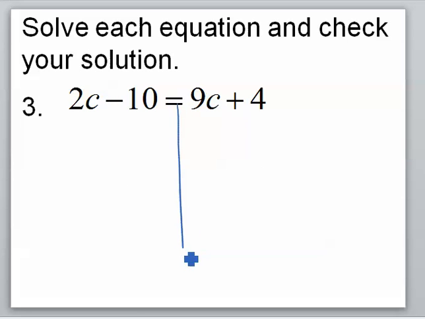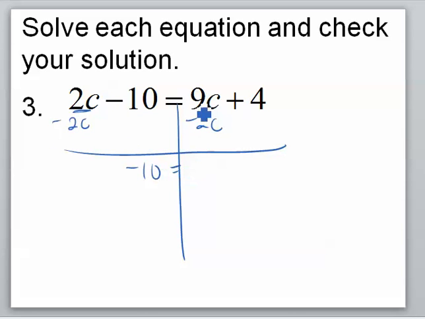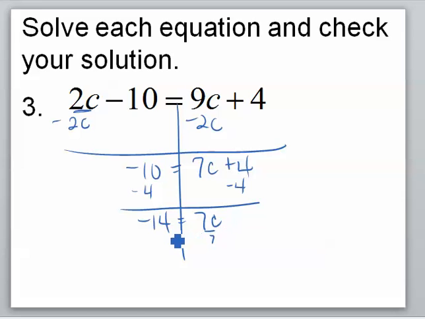Question number 3. When we're solving this problem, I'd probably pick the 2c to move, so I'm going to move the 2c by putting a negative 2c on both sides. I'm left with negative 10 equals 9 minus 2, which is 7c plus 4. Get rid of positive 4 by putting negative 4 on both sides. You get negative 14 equals 7c. And I'll divide by 7, which gives you negative 2 as your answer.